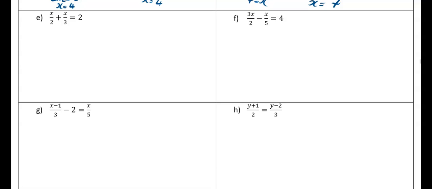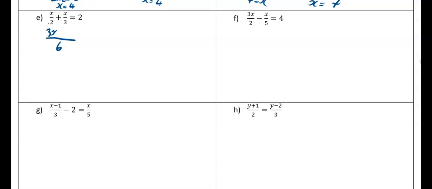Okay, now we're on to the difficult questions here. We've got adding algebraic fractions here as well. Sorry, fractional terms. So we've got x over 2 plus x over 3. The easiest way I think to do these is to take a common denominator, and I'm going to take a common denominator of 6. So what did you multiply this 2 by to make it become 6? You need to multiply it by 3.